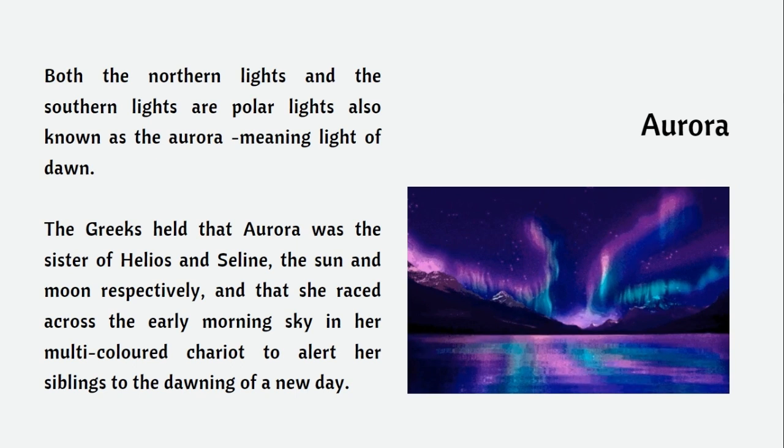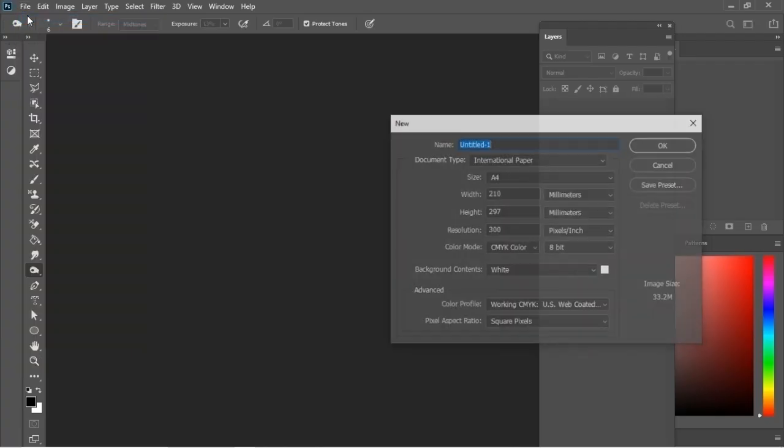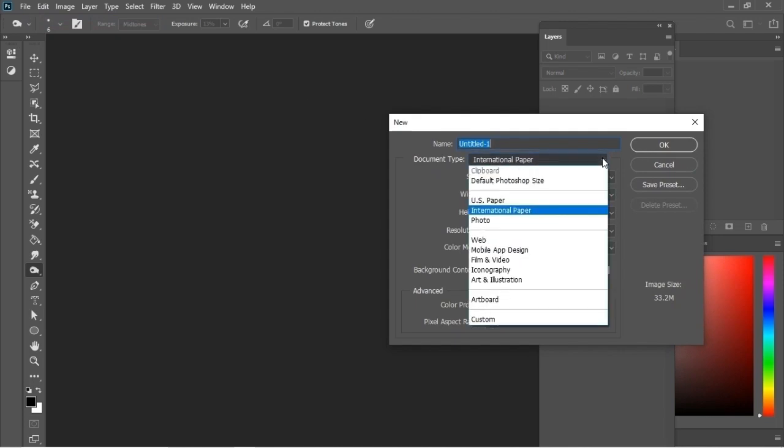Let me show you how to create a theme-based mood board using Adobe software. I have selected Aurora as my theme. Aurora means polar lights, dawn of the light, which is a beautiful formation in the sky. I will create a new file in Adobe Photoshop. A3 file size is good for a mood board, but you can make a smaller mood board as well.